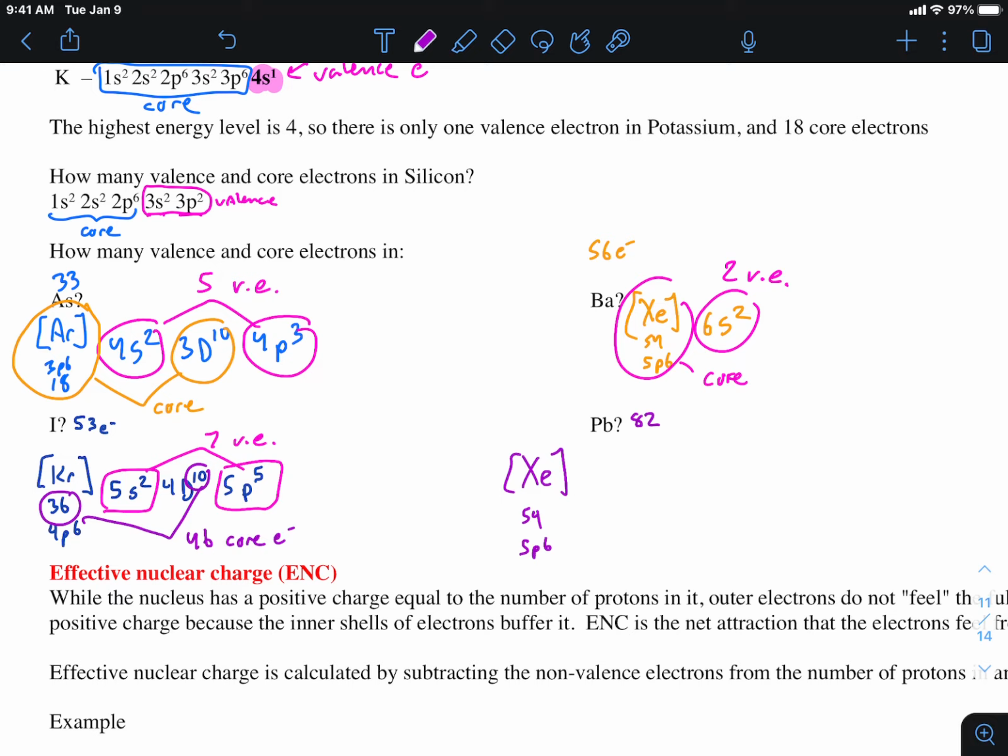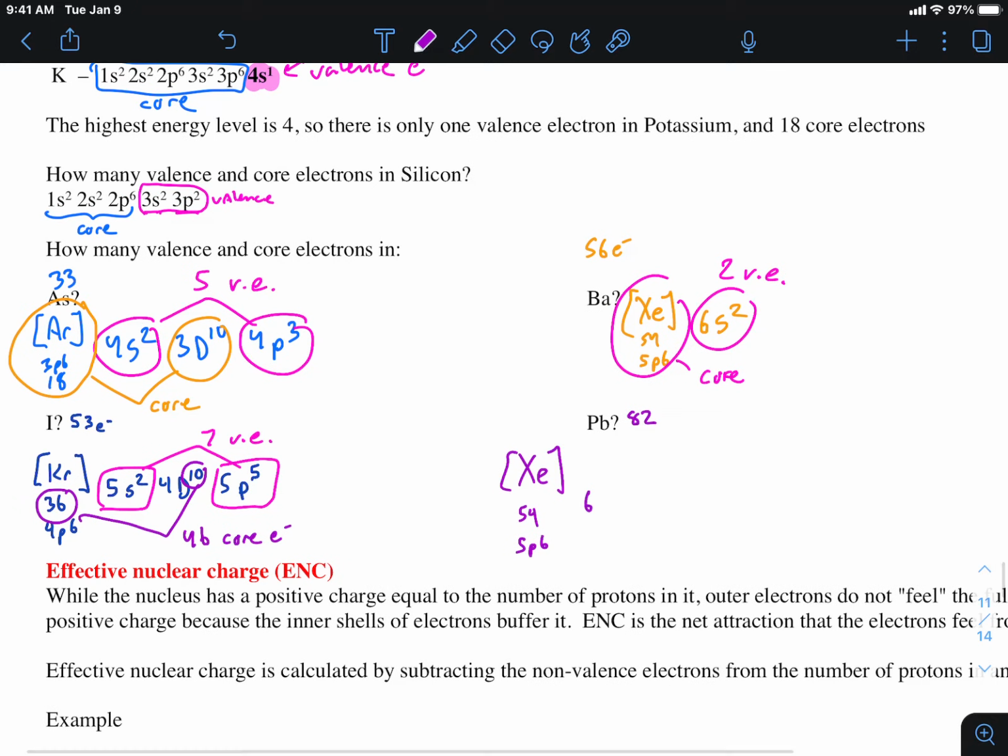Okay, so after 5p6 comes 6s2. Then if you're following the fill order, you remember you have to go to 4f next. So that's 4f14. And then after that comes 5d10. And then comes 6p2. So for valence electrons, the highest energy level shown is 6, which means 4 valence electrons. And then the rest would be core. How are we doing? Good. Good? All right.